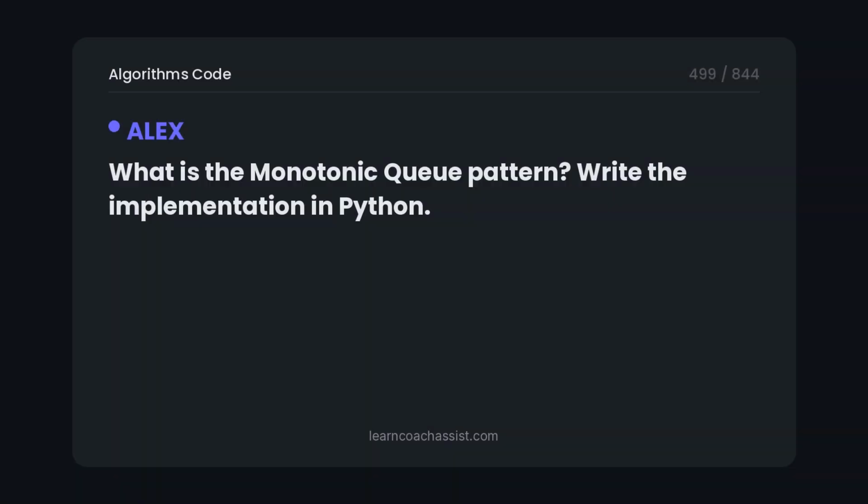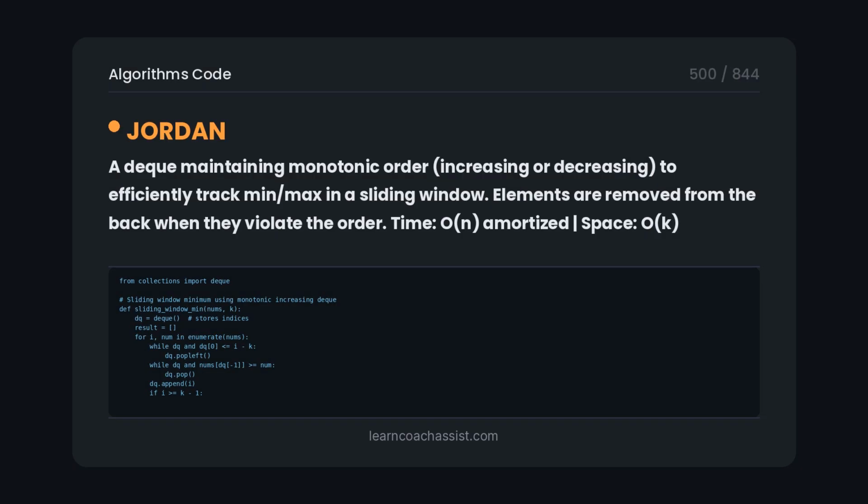What is the monotonic queue pattern? Write the implementation in Python. A deque maintaining monotonic order, increasing or decreasing, to efficiently track min/max in a sliding window. Elements are removed from the back when they violate the order. Time O(n) amortized, space O(k).